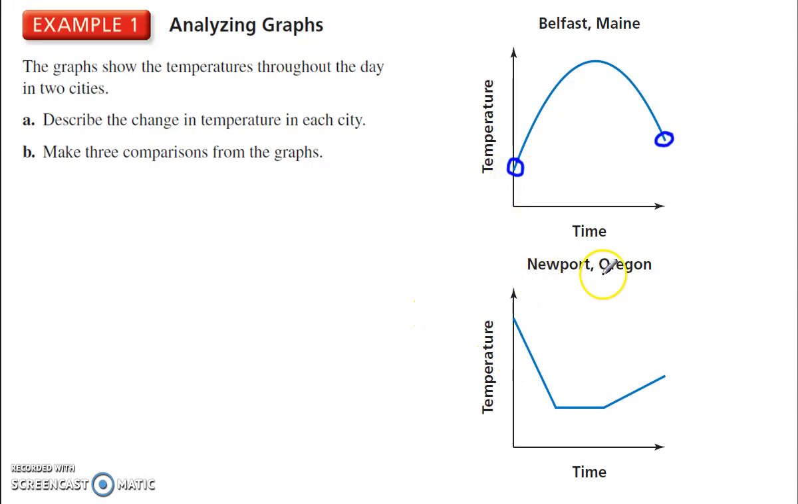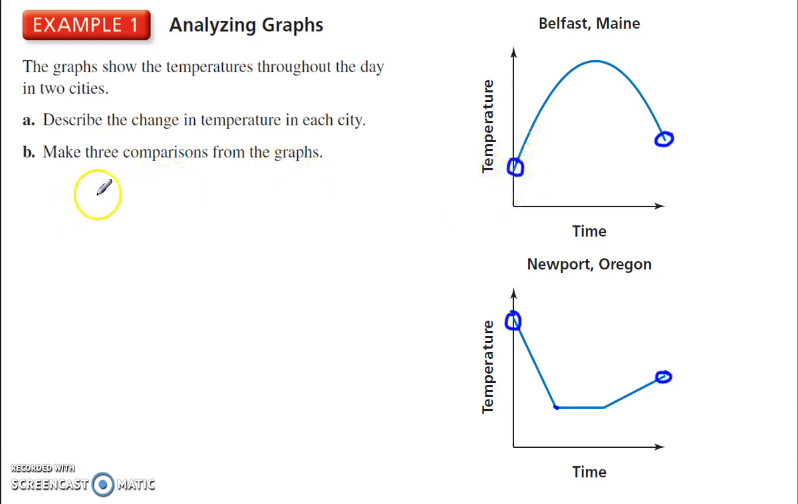All right. Newport, Oregon, the change in temperature, it starts out fairly warm and then gets colder throughout the day. So maybe they had a cold front moving in. And this is a constant rate. It gets colder at a constant rate, at a constant decrease, and then it hits a certain constant temperature, stays at that temperature, and then at the end of the day it increases again slightly, but the day ends up colder than it started.